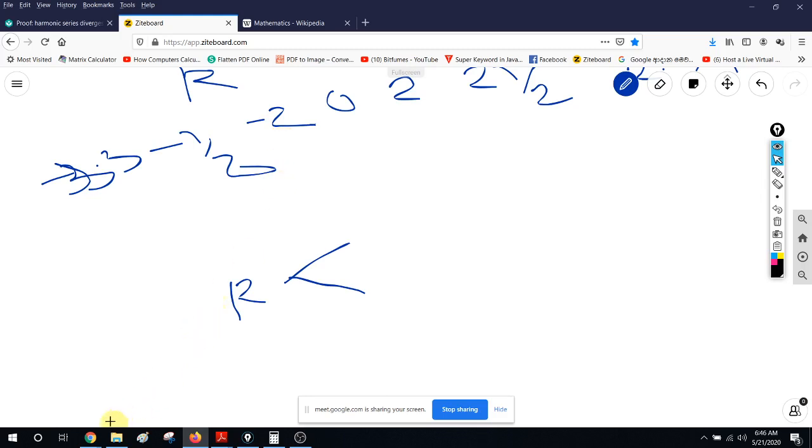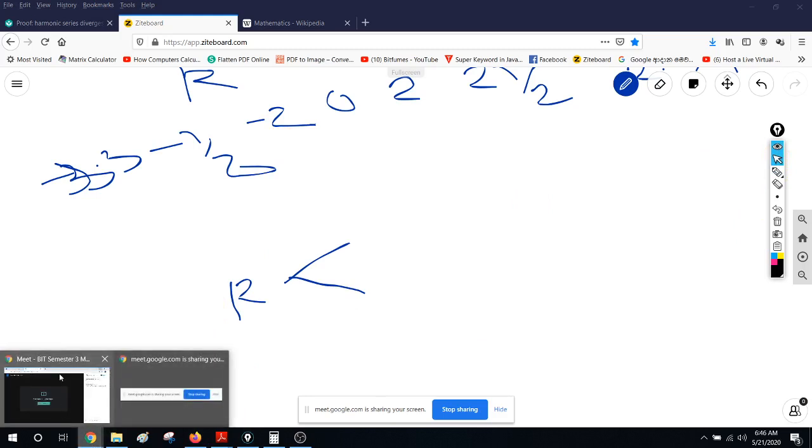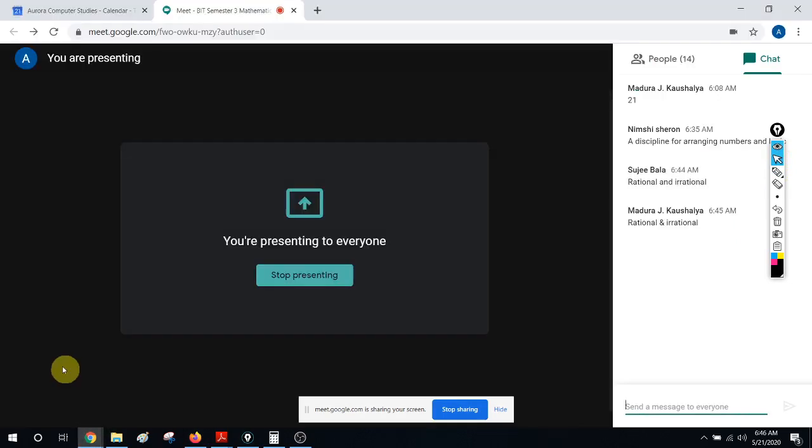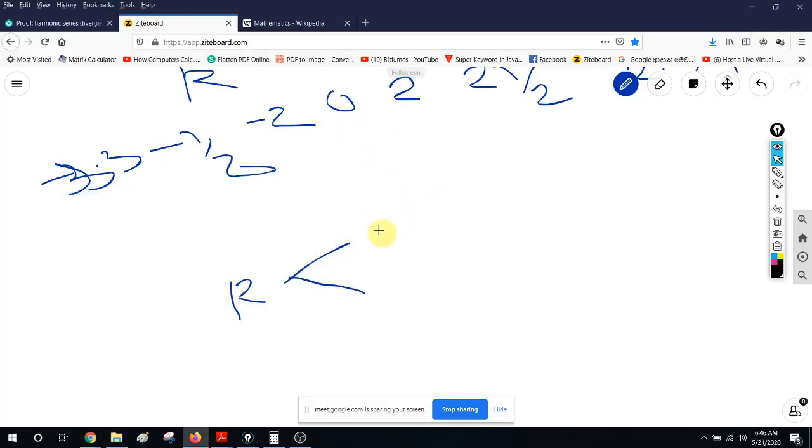Can someone tell me what are the two types of real numbers? Yes, rational numbers and irrational numbers, right? Rational numbers. So that is very good, and irrational numbers. So that confidence we need.